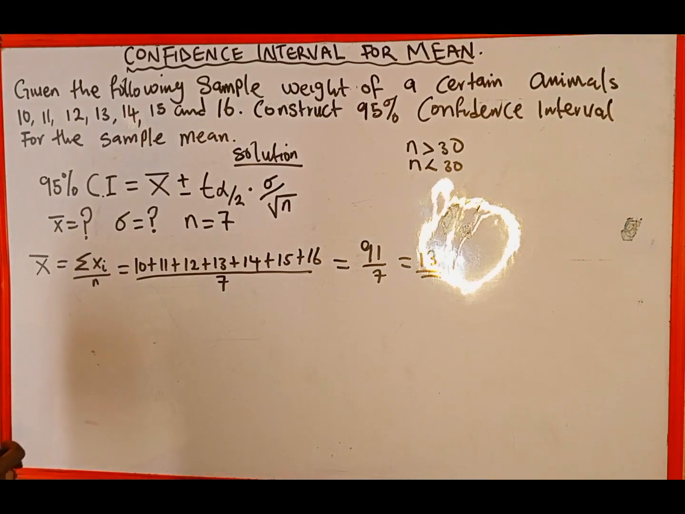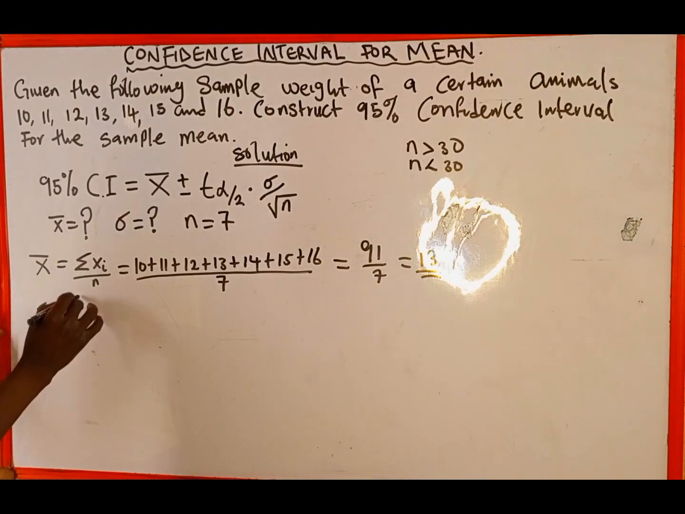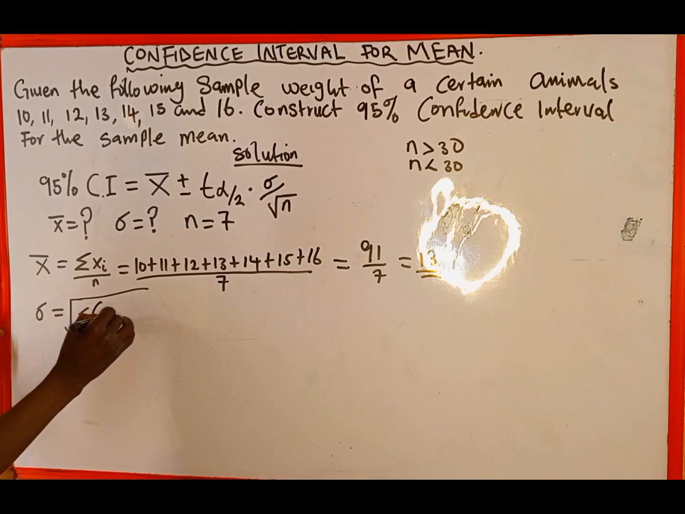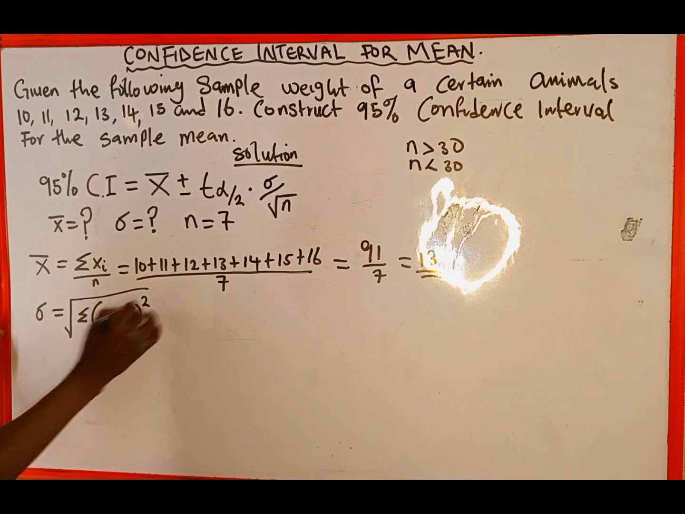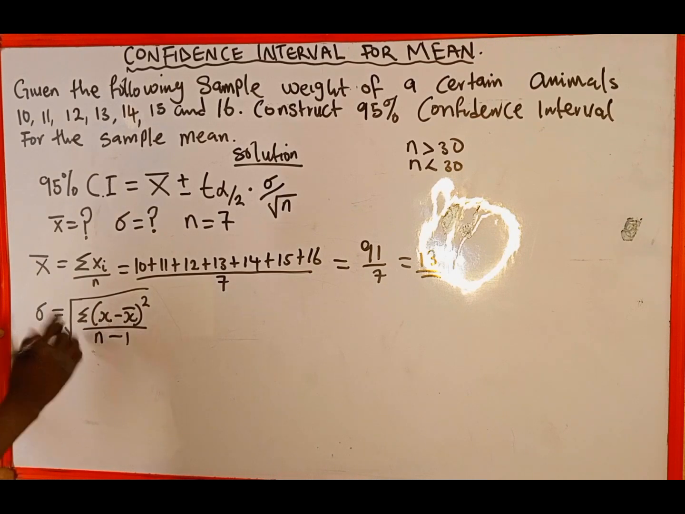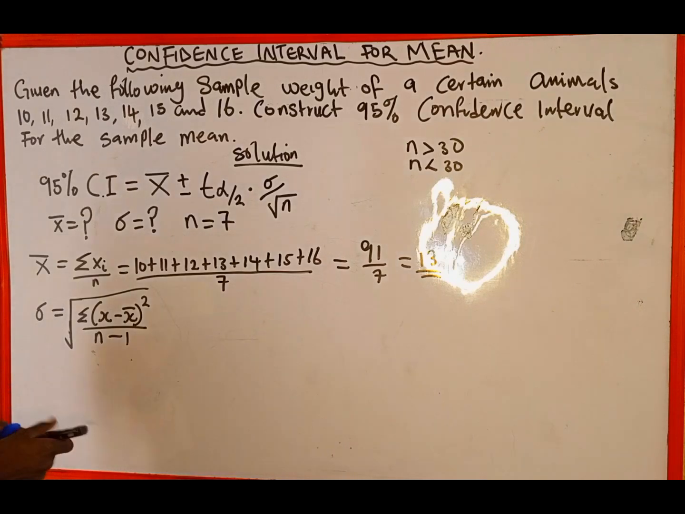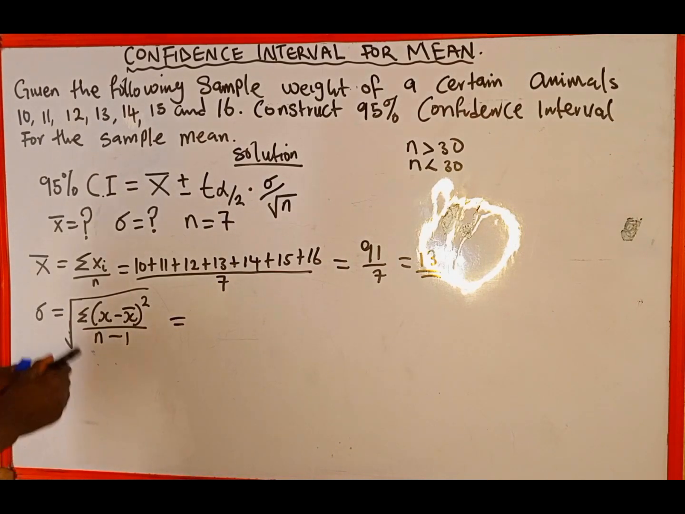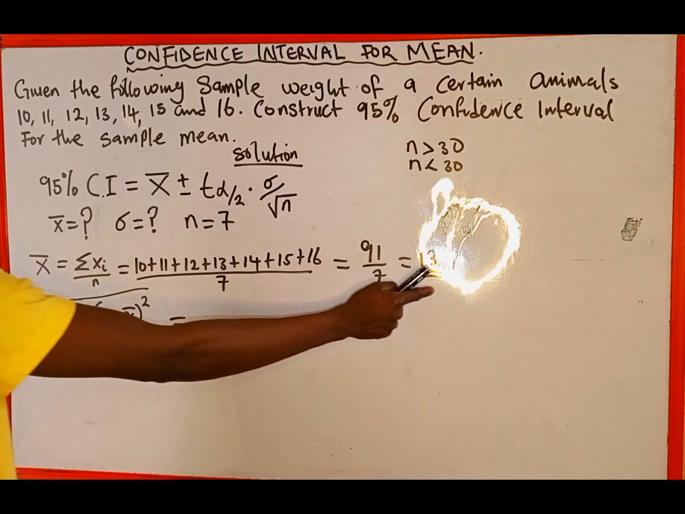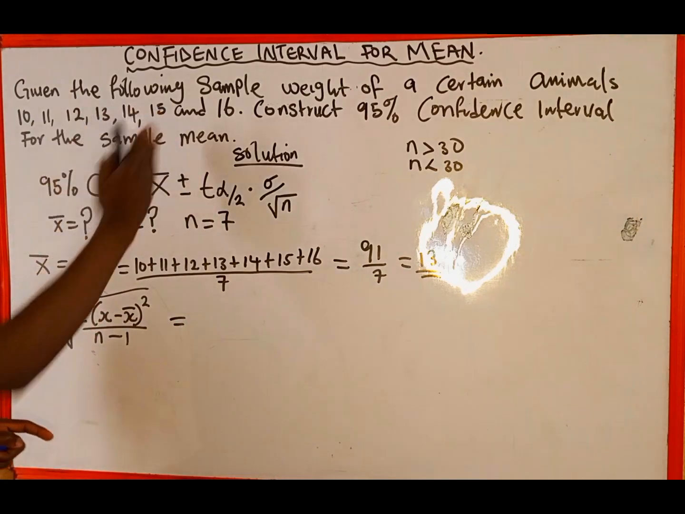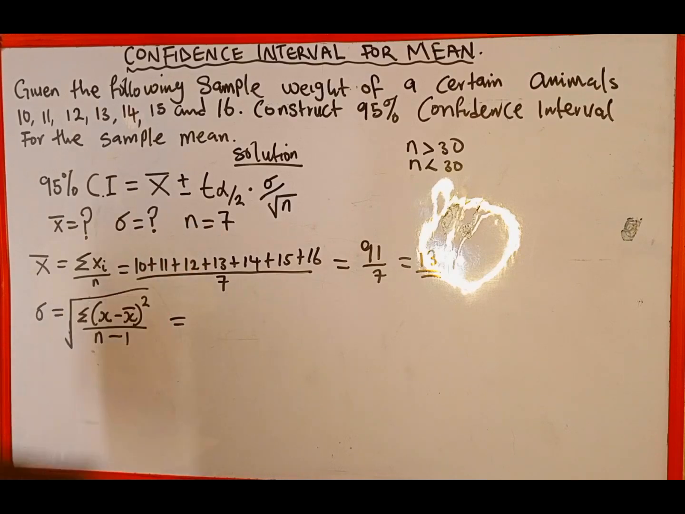Now the next thing we're going to look for is the standard deviation. And the formula is given as what? The square root of the summation of x minus x bar squared, then everything over n minus 1, all in the square root. So this is the formula we are going to use to calculate the standard deviation of this group data. To substitute into this formula, remember x bar is the mean we just calculated to be 13, and x is each of the samples, then n is the total number of samples. Now it's very easy for us to substitute into this formula.